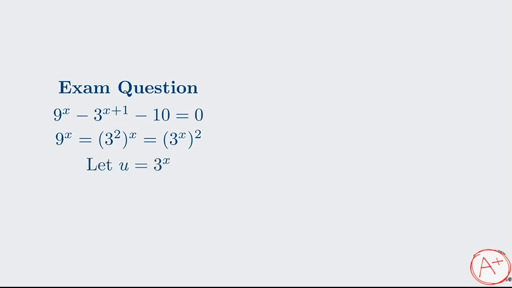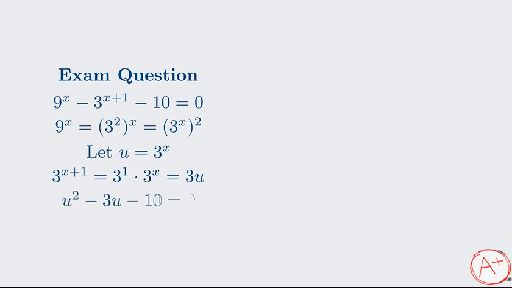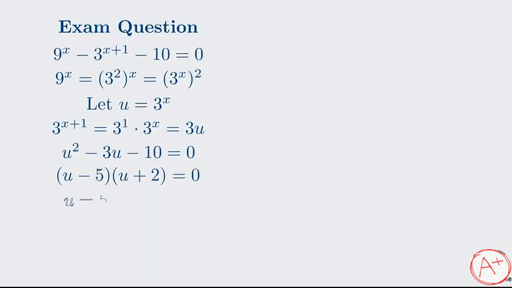If we let u equal 3 to the power of x, we can rewrite the equation. 3 to the power of x plus 1 is equal to 3 times 3 to the power of x, which is 3u. We also rewrite the middle term using the law of exponents. Now we have a standard quadratic. We factorize this to find the values of u. u minus 5 times u plus 2 equals 0. This gives us two potential solutions: u equals 5 or u equals negative 2.